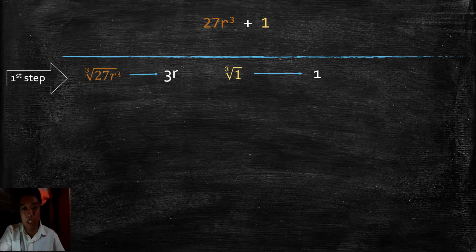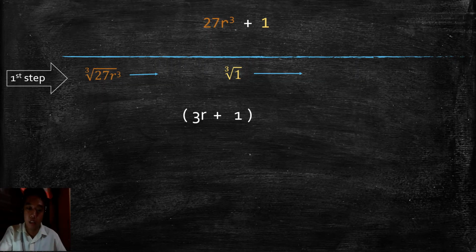So, the cube root of 1 is 1. So what we will do now is make a binomial, since we already got the cube roots. So, make a binomial by adding them. Okay, so add them. Yan. So, 3r plus 1. Okay, so meron na tayo.